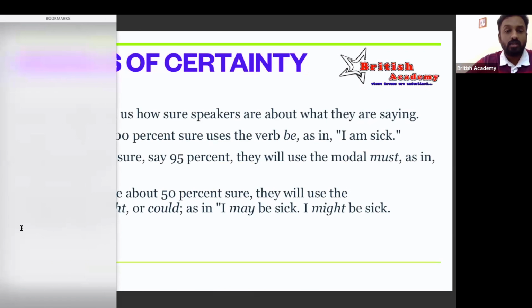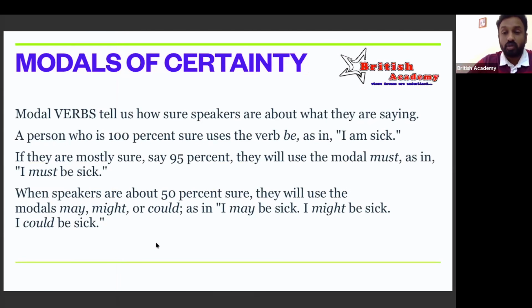So modal verbs, what do they do? Modal verbs tell us how sure the speaker, or the person who has written the text, is about what they're saying. A person who is 100% sure uses the verb be form, as in "I'm sick," which is a confirmed statement. This particular person is sick. There is no other option for that. If they're mostly sure, closely sure, they may use must, as in "I must be sick," because he's not so sure, but he has some kind of doubt within his statement. That's the reason he's using "must be sick."